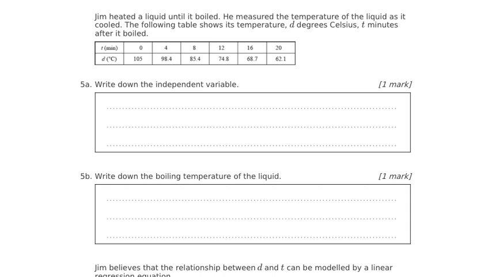Question 5. Jim heated a liquid until it boiled. He measured the temperature of the liquid as it cooled. The following table shows its temperature in degrees Celsius, T minutes after it boiled. Write down the independent variable. The independent variable is always your input. The input here is T, which is time.